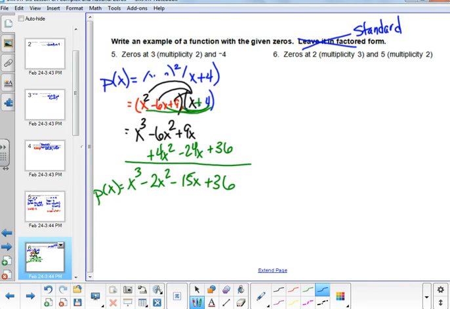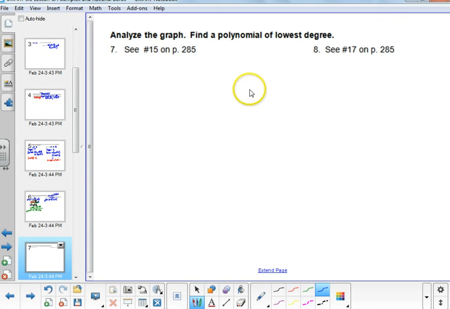Now the next one, for the sake of my time, I'm not going to FOIL it out. I'm going to leave it in factored form. The important thing is that you know how to set it up, because I know you guys can FOIL. If I have a 0 at 2 with multiplicity 3, the factor would be x minus 2, raised to the third power. And then a 0 at 5 would be x minus 5 of multiplicity 2. So on purpose, I am not factoring that out.